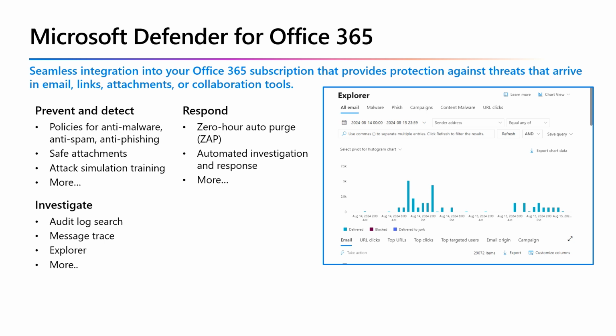To help organizations investigate email and collaboration-based threats, it uses audit log search, message trace capabilities, and also Explorer, also known as Threat Explorer. Finally, to help organizations respond to email and collaboration-based threats, it uses zero-hour auto-purge that retroactively detects and neutralizes malicious phishing, spam, and malware, and much more.